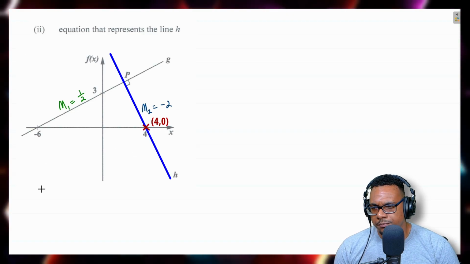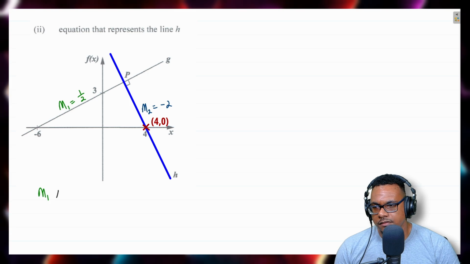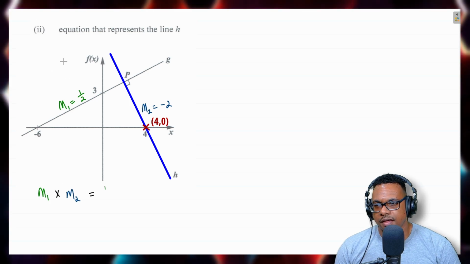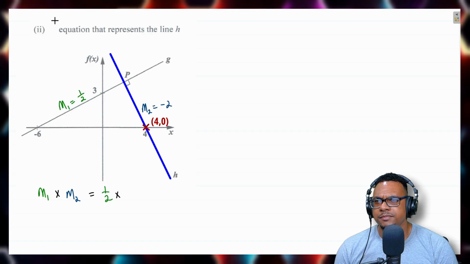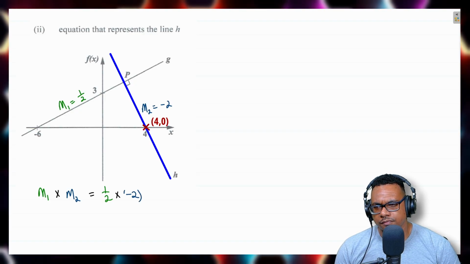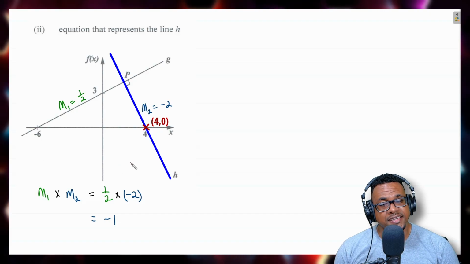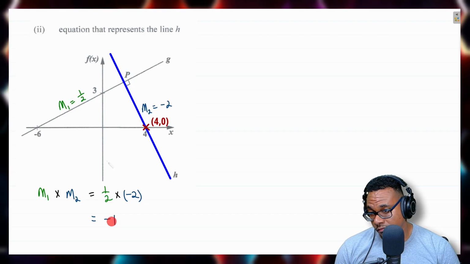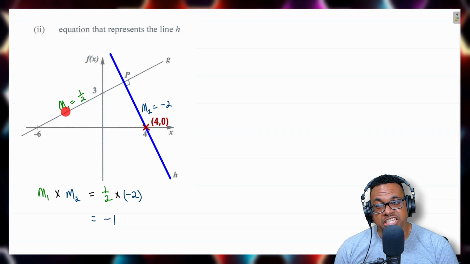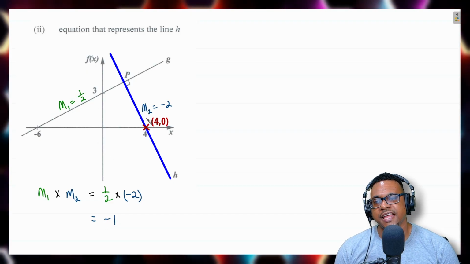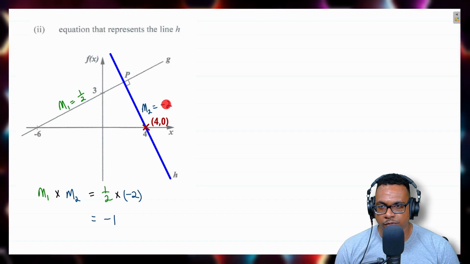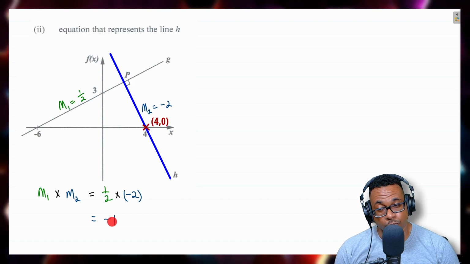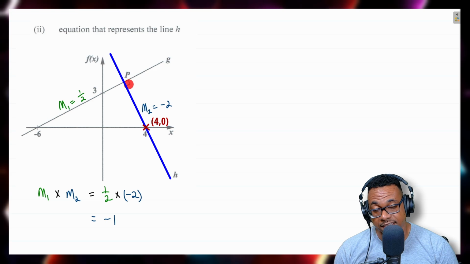So if you multiply m1 times m2, you would get a half times negative 2, which is just equal to negative 1. So if two lines are perpendicular, when you multiply their gradients, you would get negative 1. So we see that the gradient of the line G is a half. Therefore, the gradient of the line H has to be negative 2. So that when we multiply two gradients, we will get negative 1. And that's because they are perpendicular.